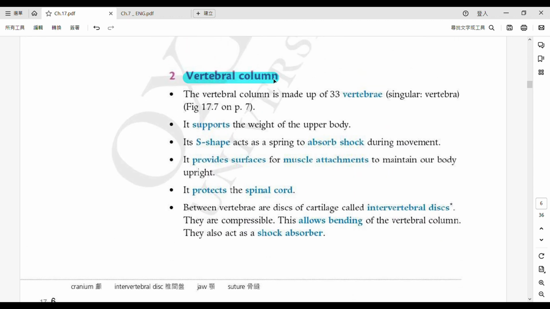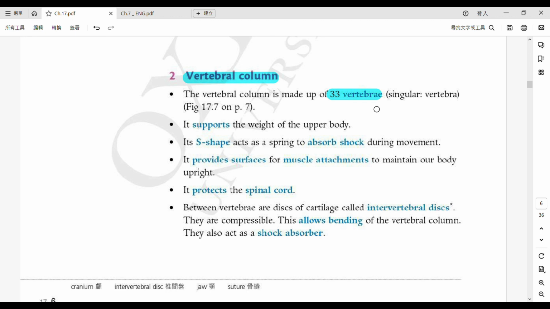And then the next part we are going to talk about is the vertebral column, our spine. Vertebral column is actually made up of 33 vertebrae. Vertebrae are the individual spinal bones. So the vertebrae and the vertebral column are both actually bones. Make sure you distinguish them. The vertebral column is like a rod.